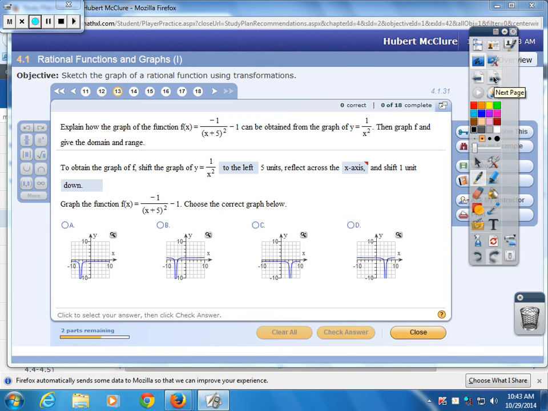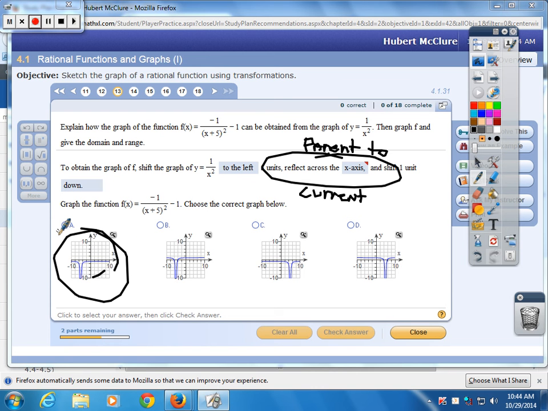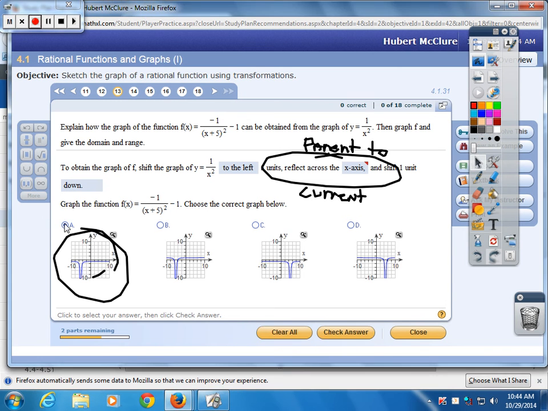Is that all they asked? Okay. So this right here, you need to make a note: parent to current graph. So that's what they're asking for there. And then that would be -5 and -1. I thought they were going to ask the domain and range.